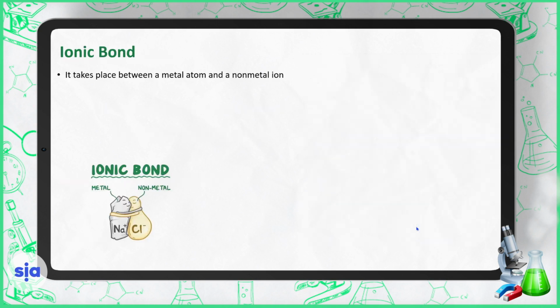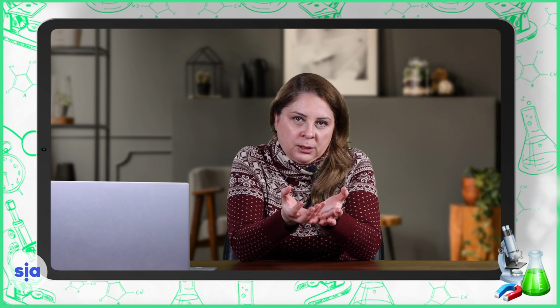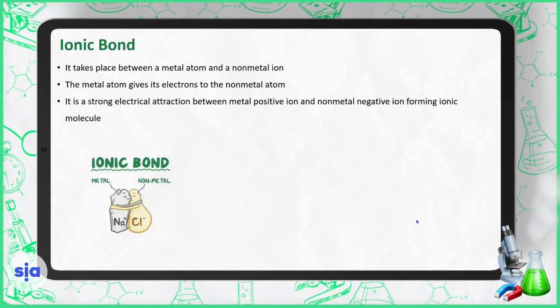Ionic bond. It takes place between a metal atom and a non-metal atom. The metal atom gives its electrons to the non-metal atom. In the last episode, we discussed that the metal atom will lose electrons in a chemical reaction, and the non-metal atom will gain electrons in a chemical reaction. So, when a metal atom gives its electron to the non-metal atom, an ionic bond is formed between both of them. It's a strong electrical attraction between a metal positive ion and a non-metal negative ion, forming an ionic molecule.